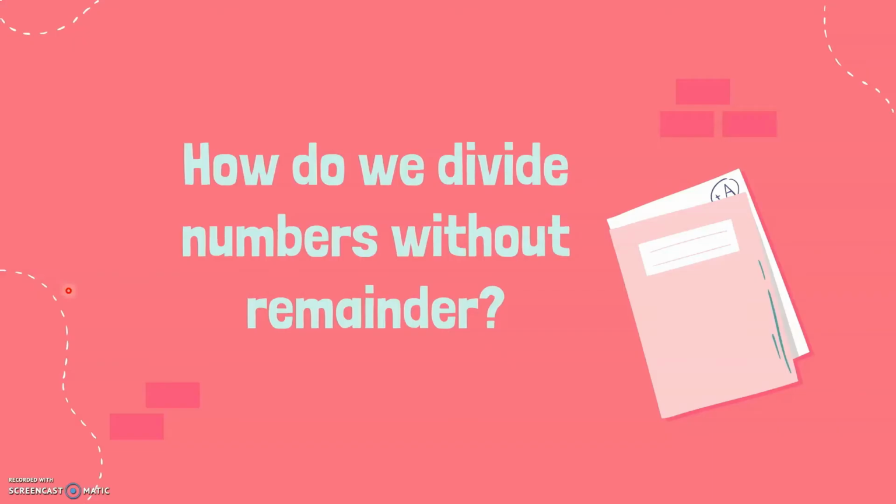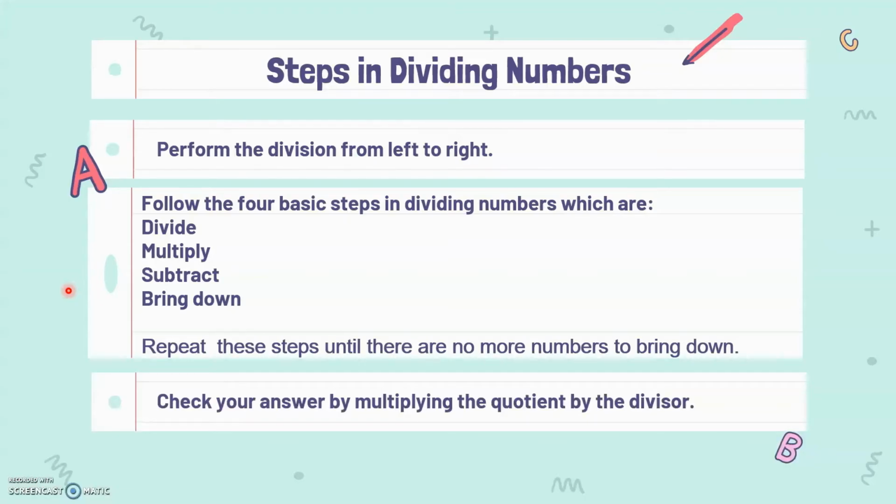Do you have any idea how we divide numbers without remainder? So, here are the steps in dividing numbers. Perform the division from left to right, or from highest place value to lowest place value. And follow the 4 basic steps in dividing numbers, which are: first, divide, then multiply, then subtract, and bring down. And after that, repeat these steps until there are no more numbers to bring down.